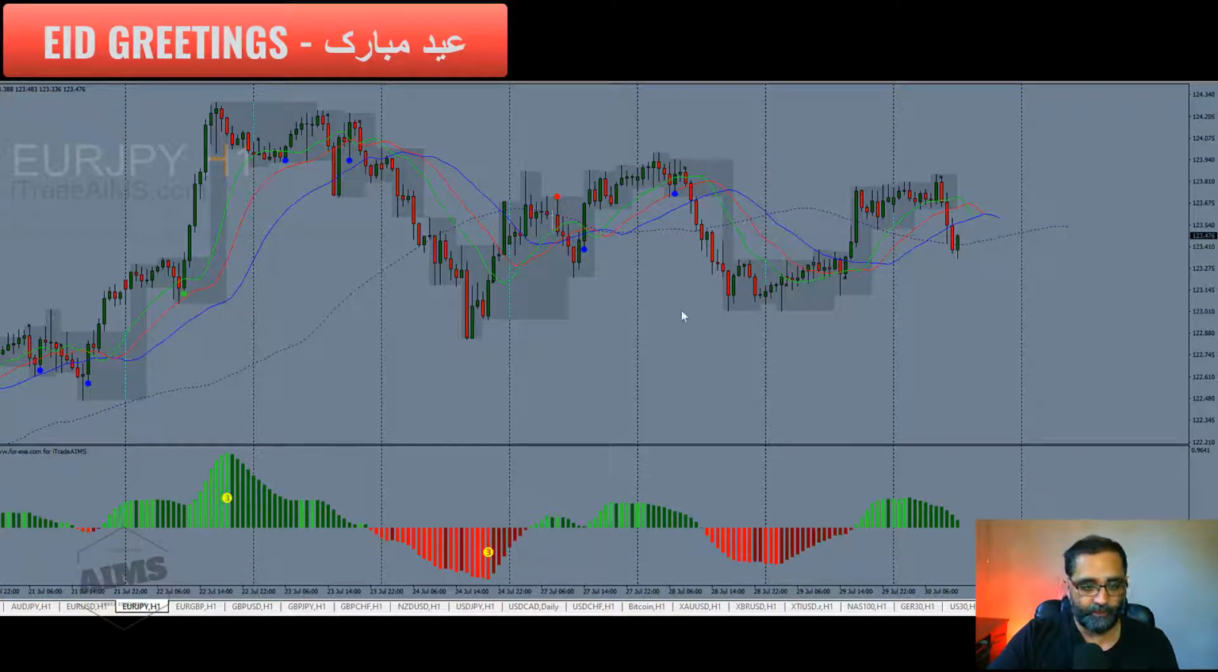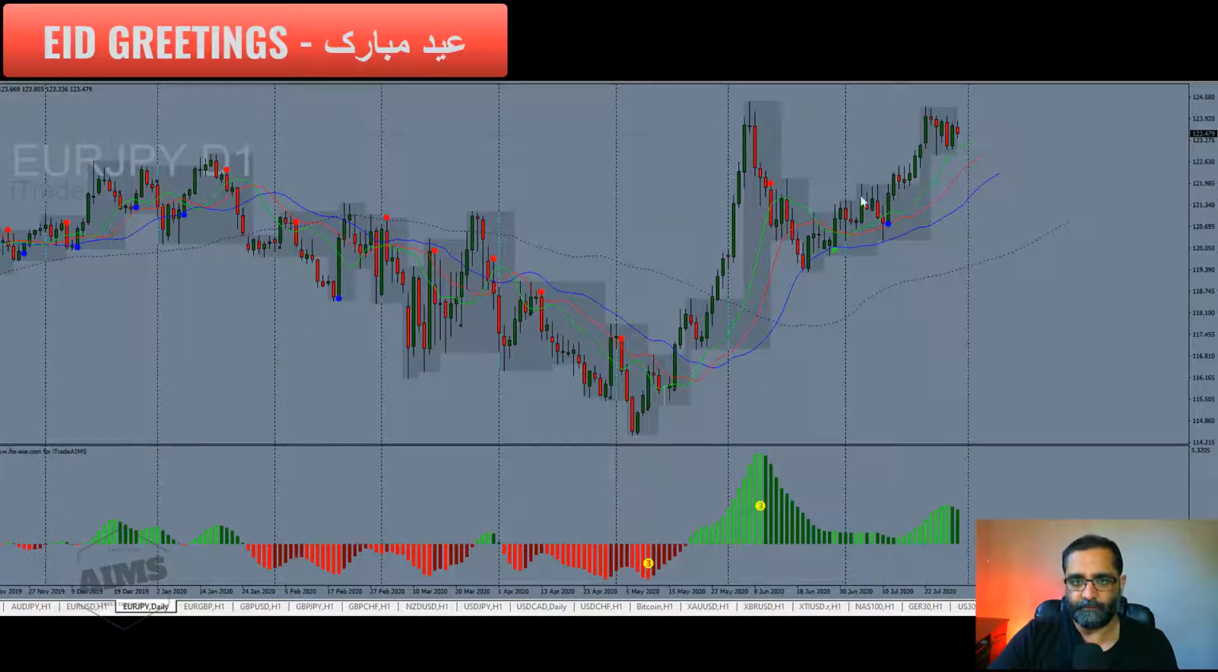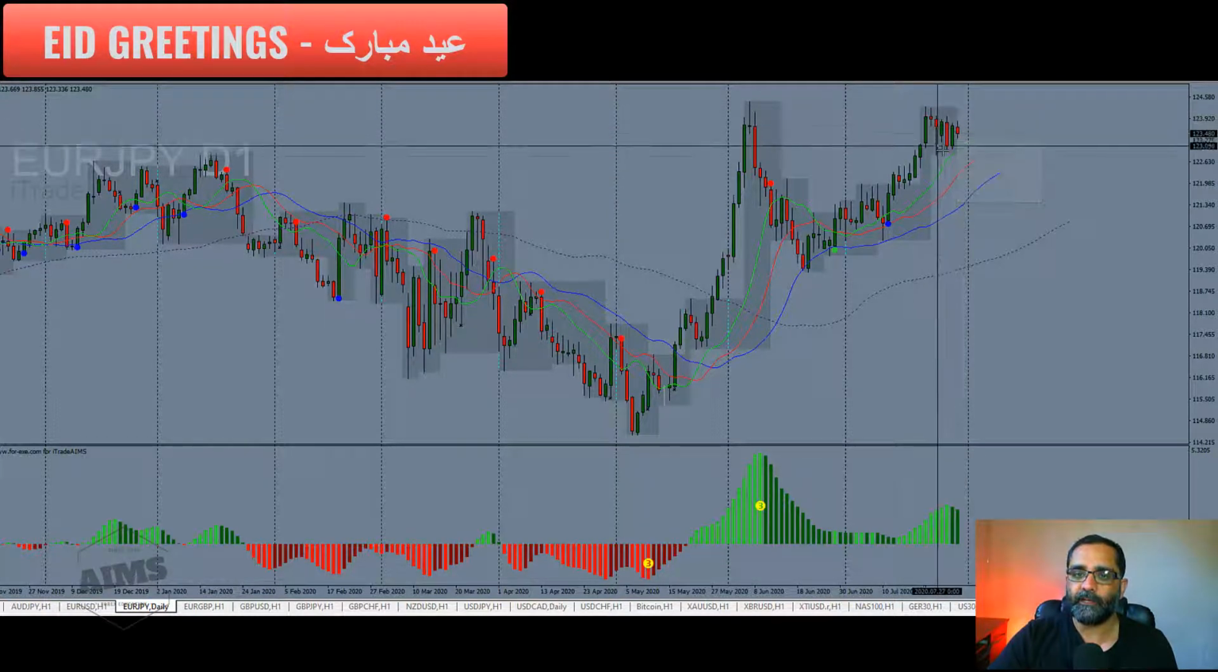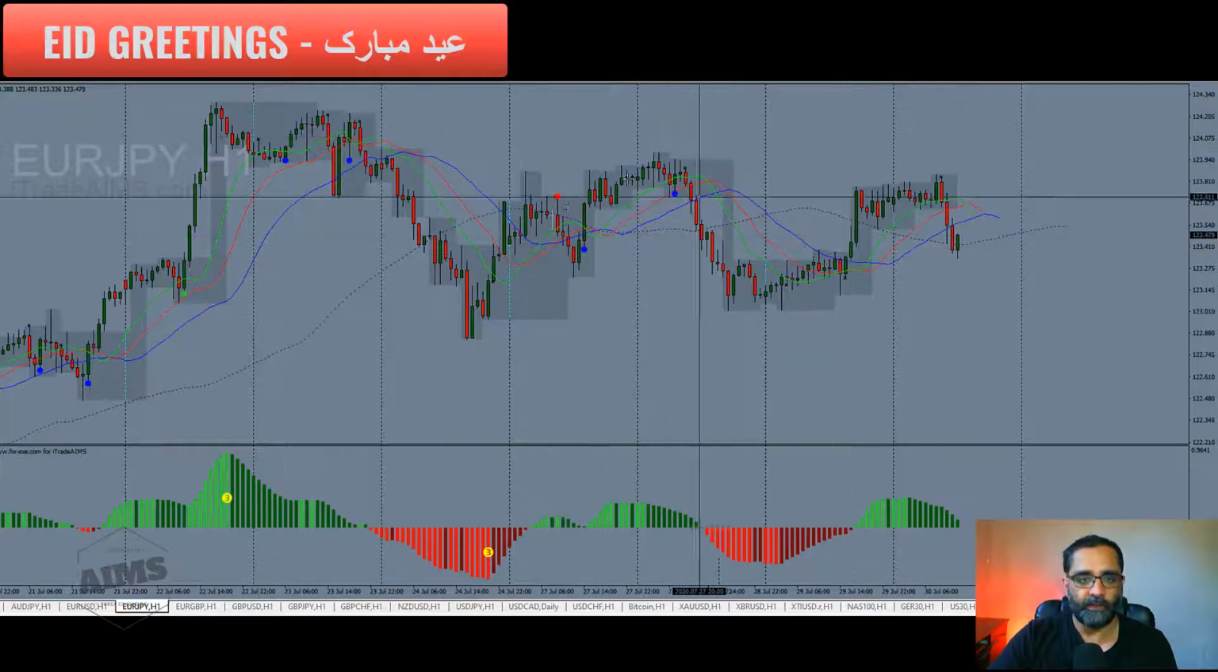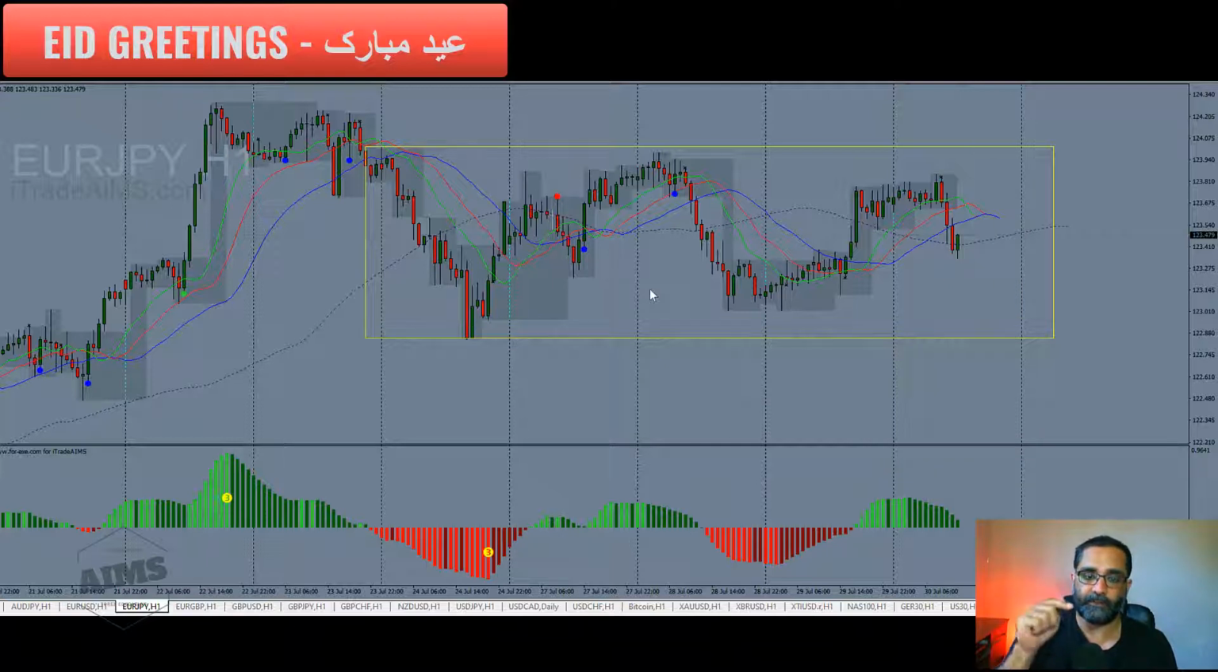Euro yen is the next one. Euro yen is kind of going sideways after this. It's hit its peak, much like the Australian dollar yen. So it's going sideways here in this box, and on the H1, it did not create anything unless you had a strategy that allows you to trade within a range, which is a little bit difficult on the hourly chart.